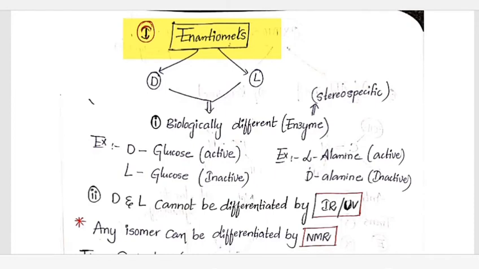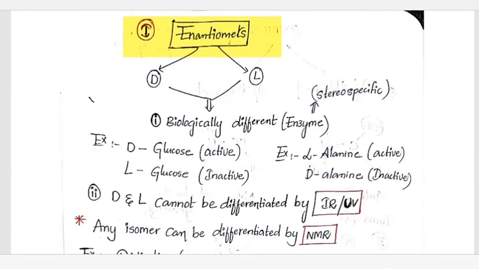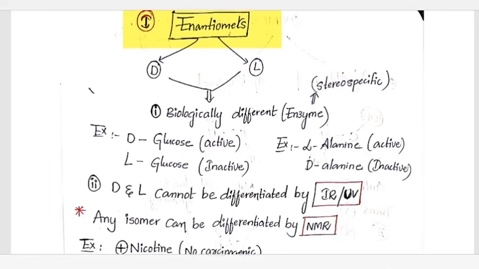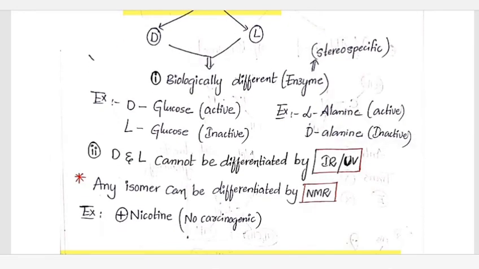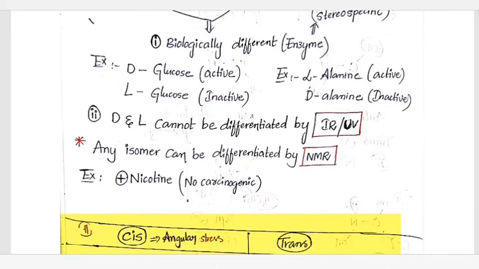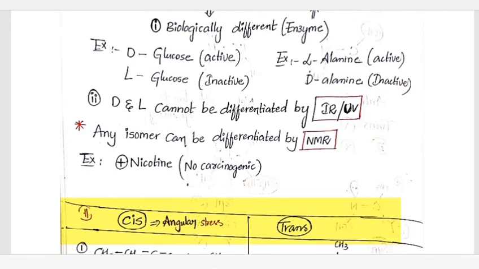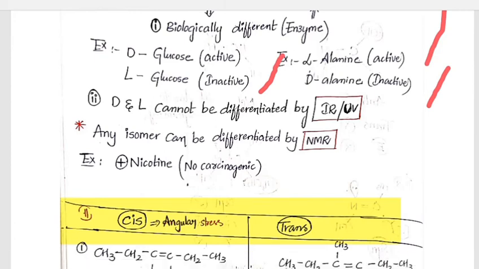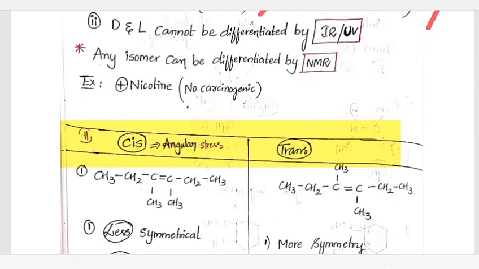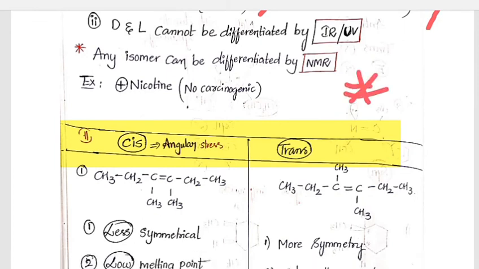And enantiomers, let us have a discussion on the enantiomers. Enantiomers are biologically different and they are stereospecific. For example, D-glucose is active whereas L-glucose is inactive, and L-alanine is active and D-alanine is inactive. These are very important in biochemistry. D and L cannot be differentiated by IR or UV. Very important, but they can be differentiated by using NMR. This point is useful, they may ask it in the GPAT.